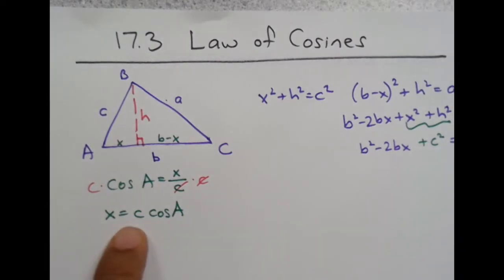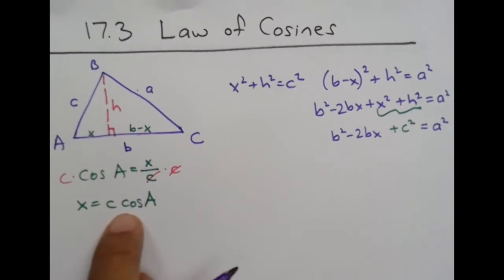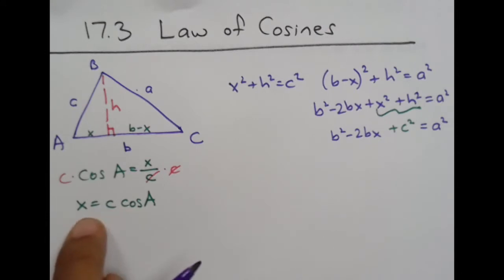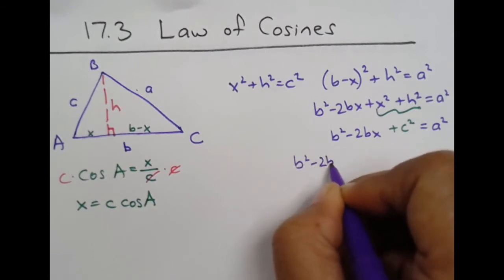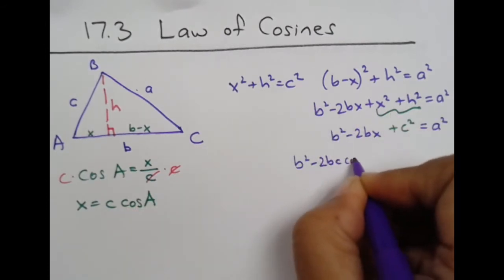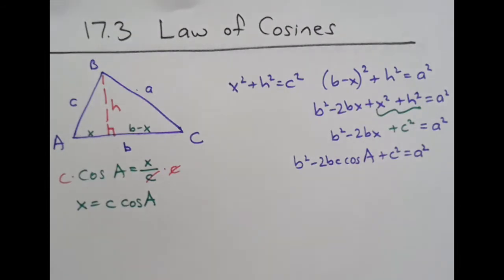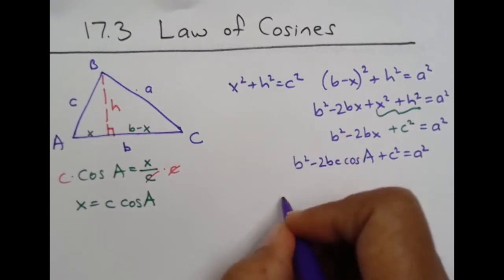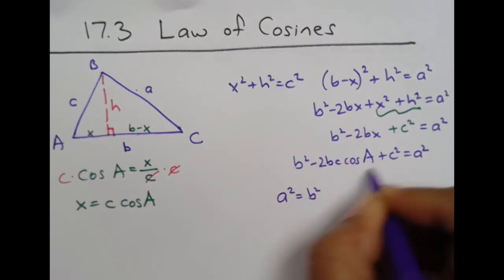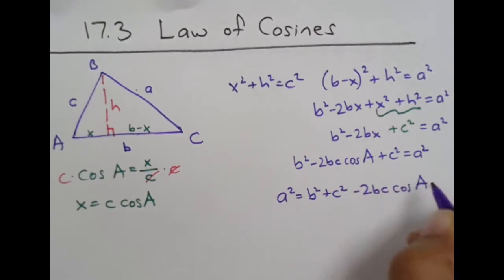All right, I noticed that this right here is actually equal to x. So since it's equal to x, I can go ahead and replace the x right here. So I have b squared minus 2b times x, and x is c cosine of a. I still have my plus c squared equals a squared. All right, I'm going to flip everything and put it in the right order. So I'm going to start with a squared on this side. A squared equals b squared plus c squared minus 2bc cosine of a. This is one of the formulas for the law of cosines.